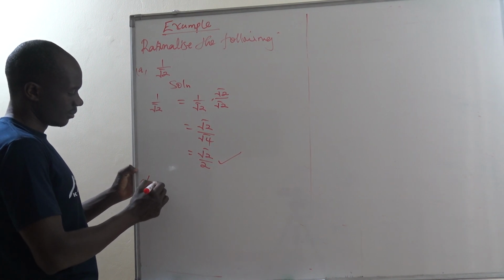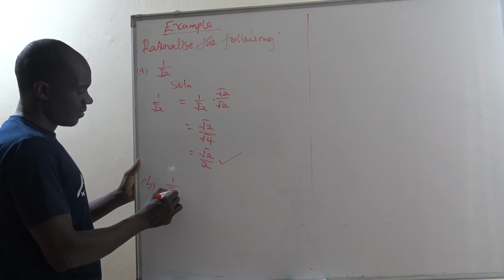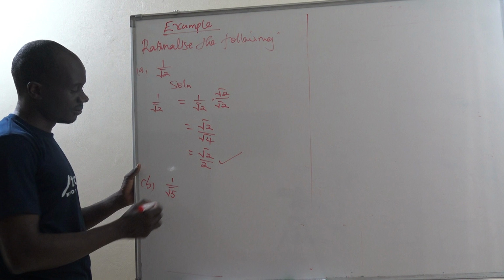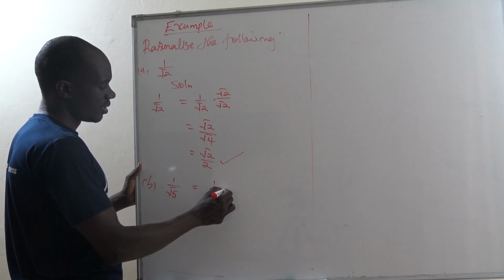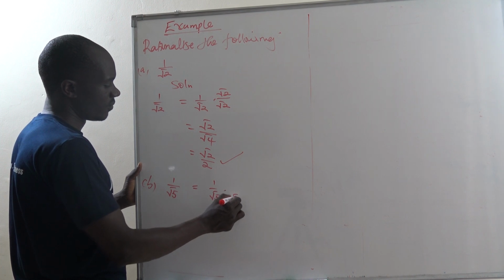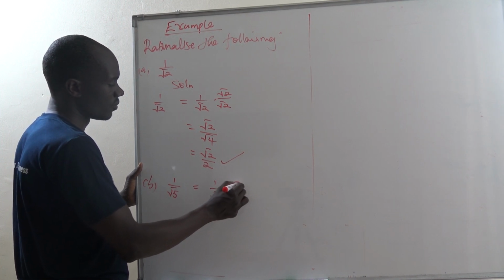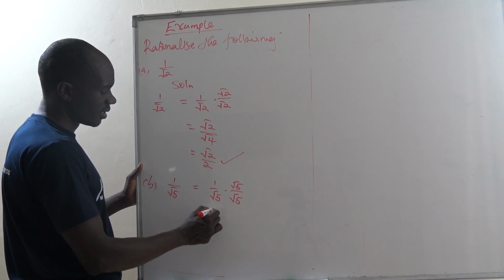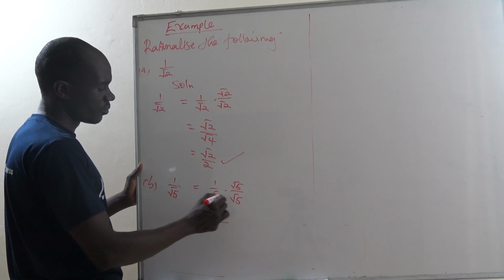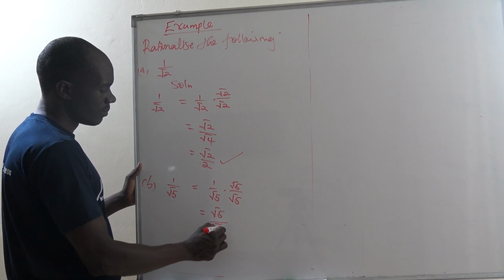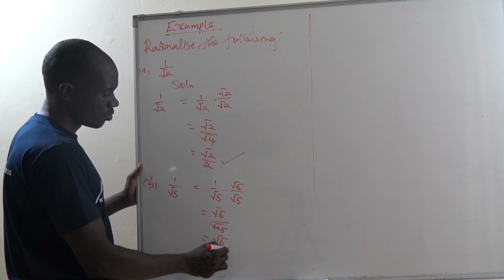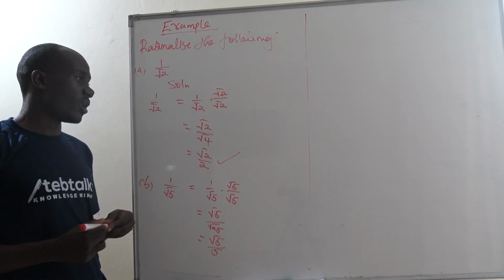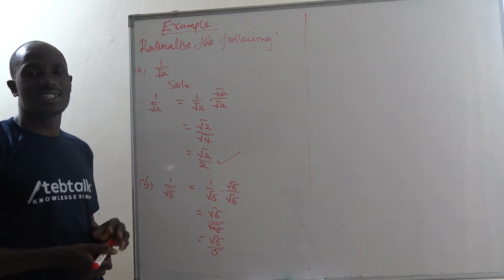Part B, 1 over root 5. What are we going to do with this? This is the same as 1 over root 5 times root 5 over root 5. What you do down, you do up also. 1 times root 5, we get root 5. Root 5 times root 5, we come out with root 25, which becomes 5. So root 5 over 5. That one we have also rationalized.